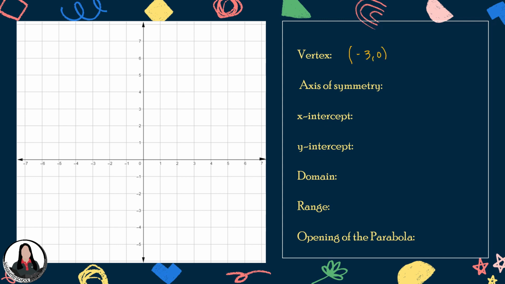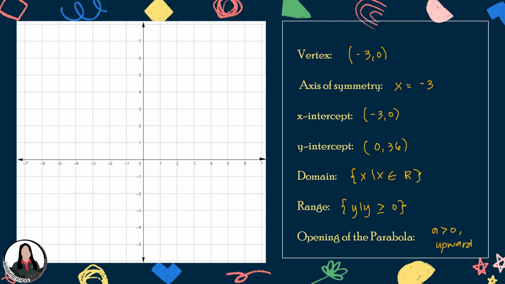We have axis of symmetry, x equals negative 3. And then the x-intercept is the same with the vertex, negative 3, 0. The y-intercept is 0, 36. Domain is x such that x is an element of a real number. And then range is y such that y is greater than or equal to 0. And for the opening of the parabola, a is greater than 0, hence it opens upward.